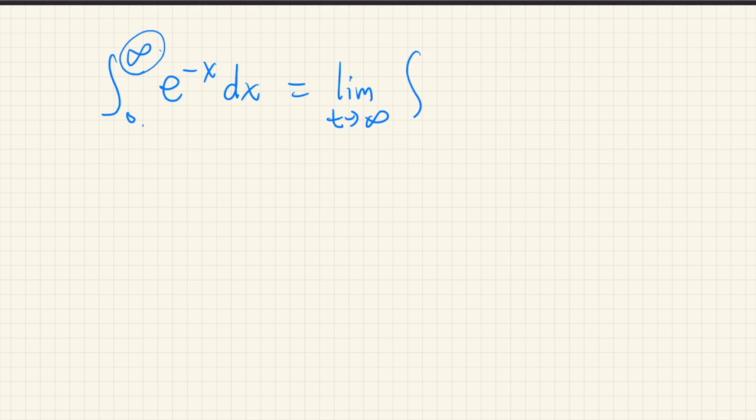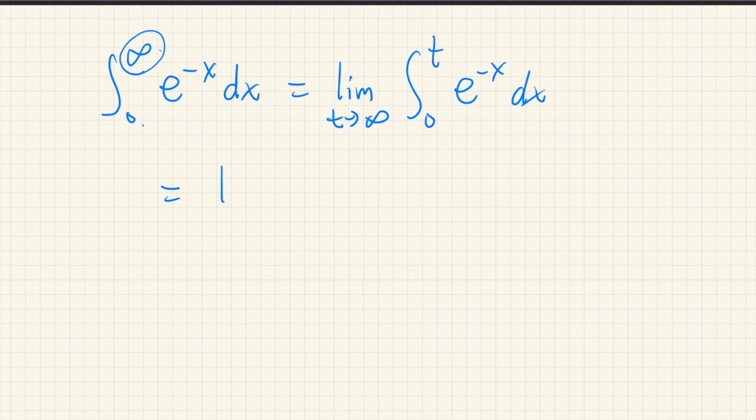All right, the next example is this exponential of negative x. Integrating this from 0 to positive infinity. So this is obviously an improper integral because this limit is infinity. So we can consider this as this limit, t going to infinity, of the integral from 0 to t.